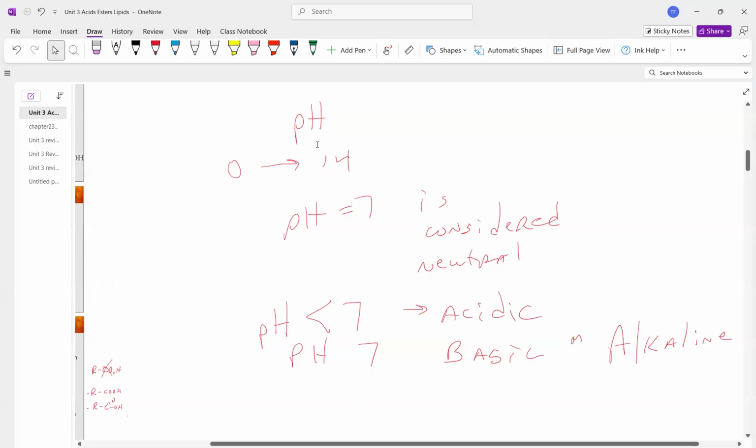But we're mostly going to be working with weak acids. Today we're working with something that has a pH of around 12. So it's very, very basic. Lye, sodium hydroxide.